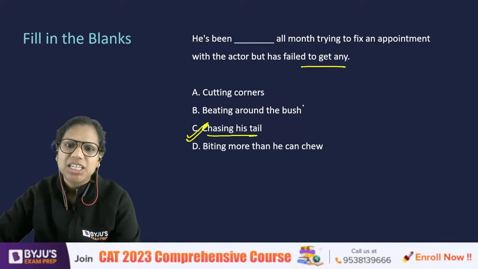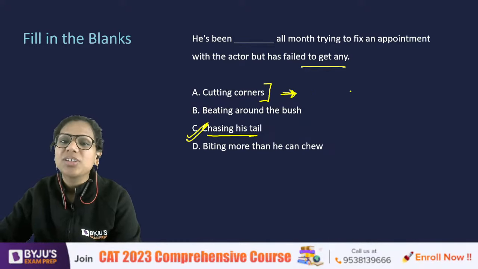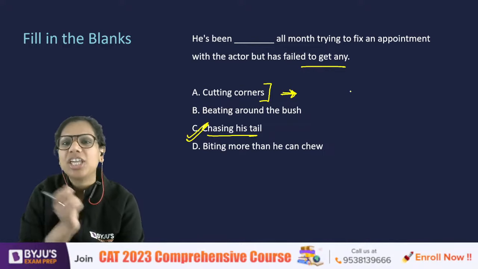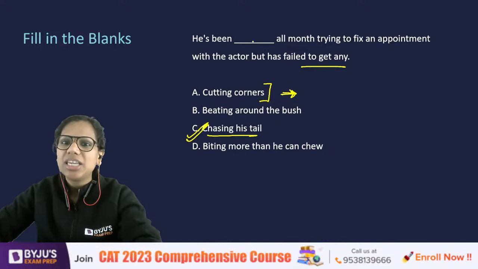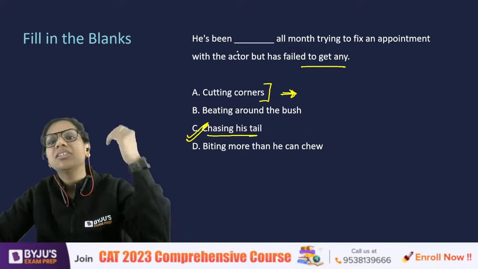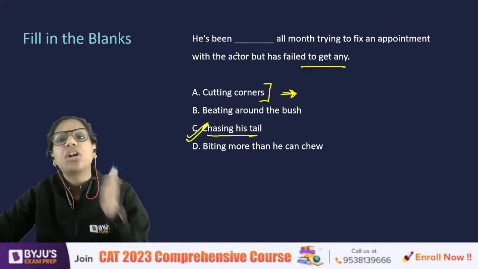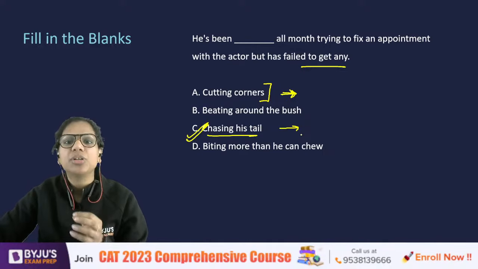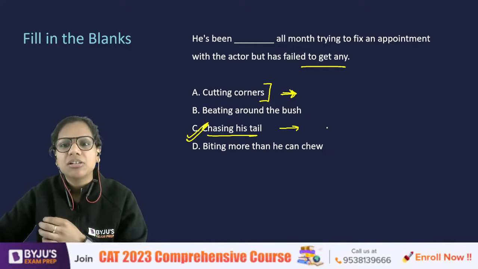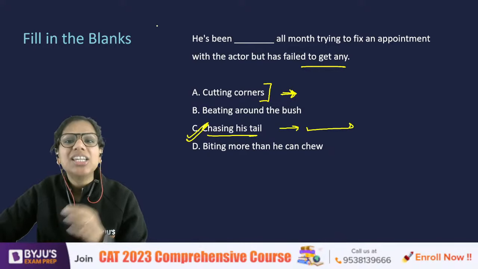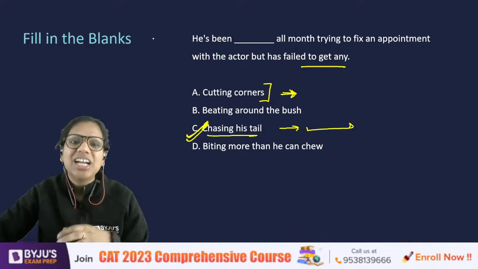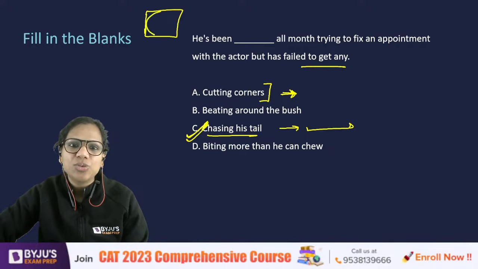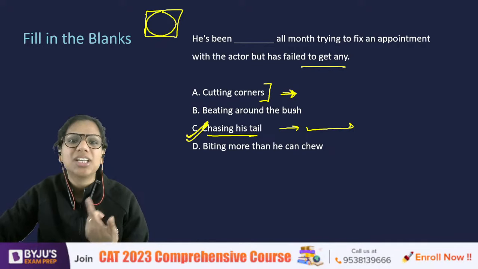Right. So, cutting corners means when you try to circumvent rules, when you try to take shortcuts, that's when you cut corners, right? So he's not trying to take shortcuts. He's just been trying to get something done, but he's not been able to get it done. So when you're trying to achieve something, but your efforts are proving to be futile, you are chasing your tail, right? Imagine an animal chasing its tail. Will it go anywhere? It will not, right? That's why this idiom. Cutting corners, see if it's a square, when you cut corners, you reach your destination much more quickly. That's why cutting corners.